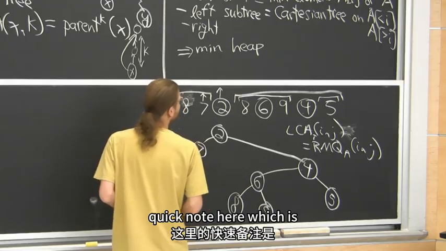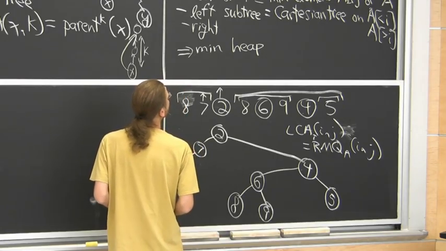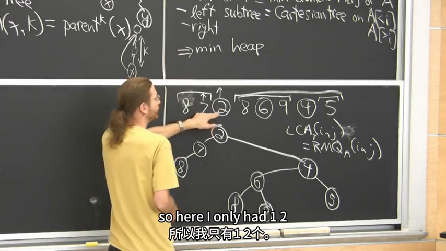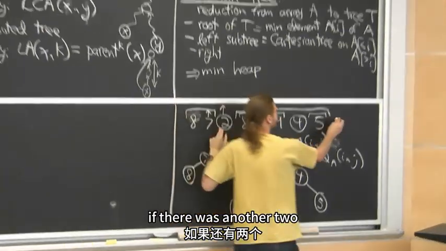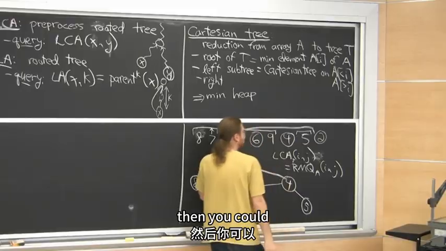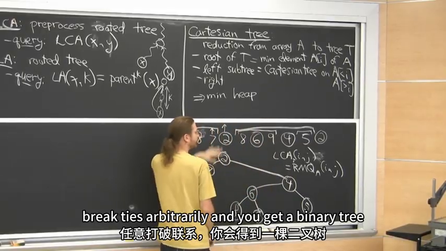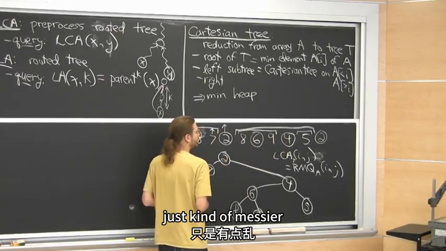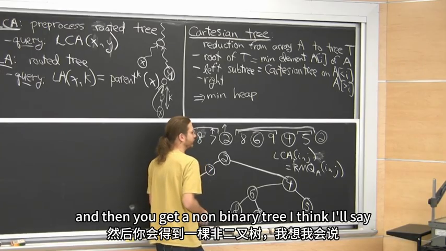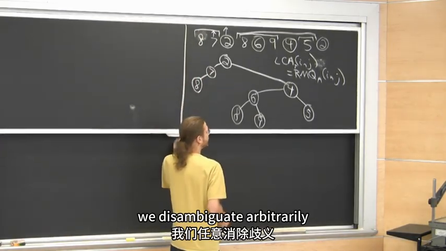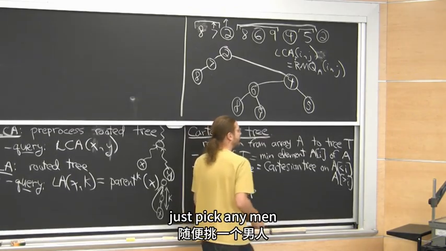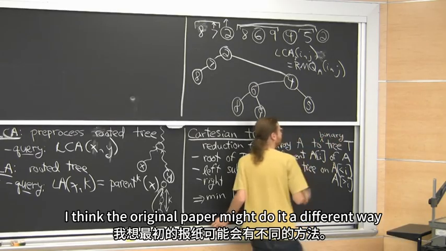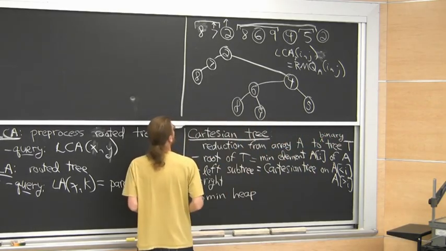Quick note here, which is, there's a couple different versions of Cartesian trees when you have ties. So here I only had one 2. If there was another 2, then you could either just break ties arbitrarily and you get a binary tree, or you could make them all one node, which is kind of messier, and then you get a non-binary tree. I think I'll say we disambiguate arbitrarily, just pick any min, and then you get a binary tree. It won't affect the answer. Although I think the original paper might do it a different way.